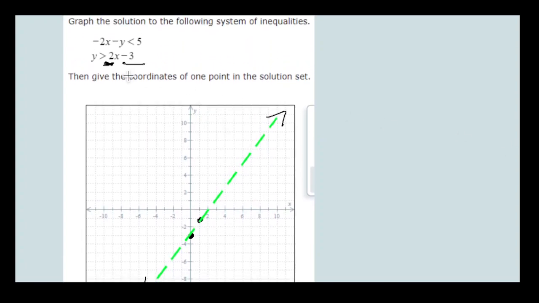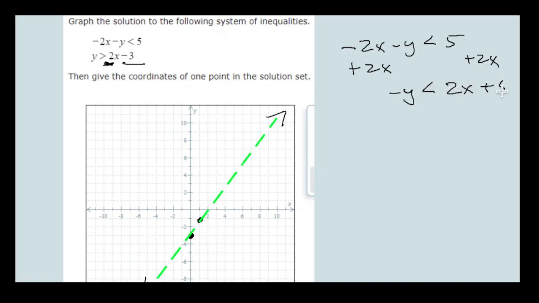Now for this second equation, the top equation, what we want to do is have this written so it looks like this, so it's in slope-intercept form. So we are going to do that. We've got -2x minus y is less than 5. So always start by trying to get y by itself. So let's move -2x over to the other side by adding it. All right, we get -y is less than 2x plus 5. And then the last step is to get rid of this negative sign with your y.